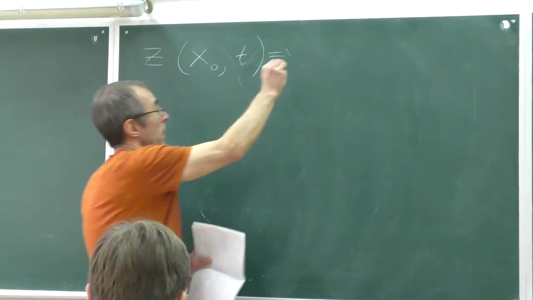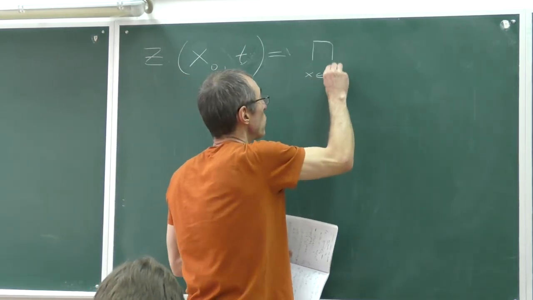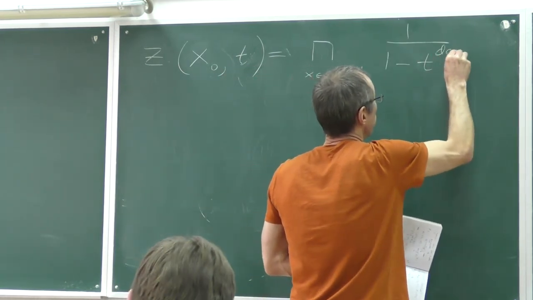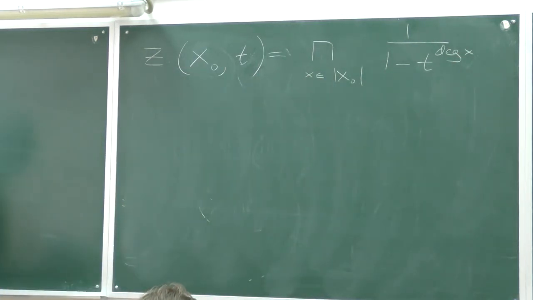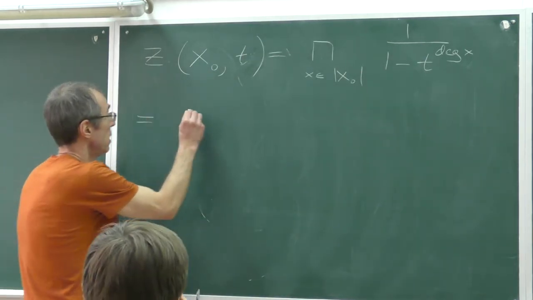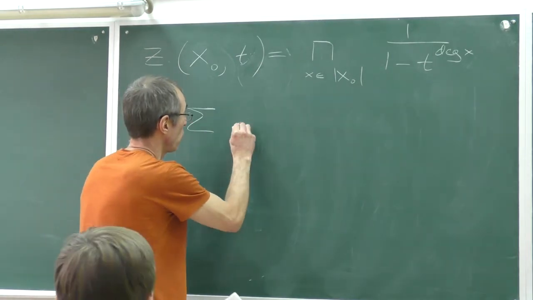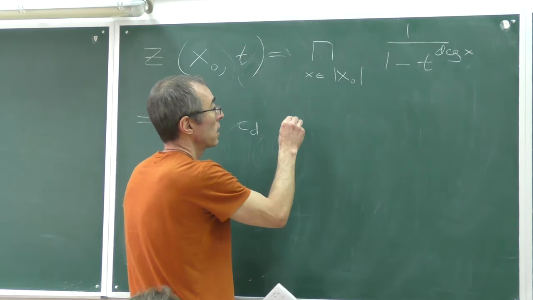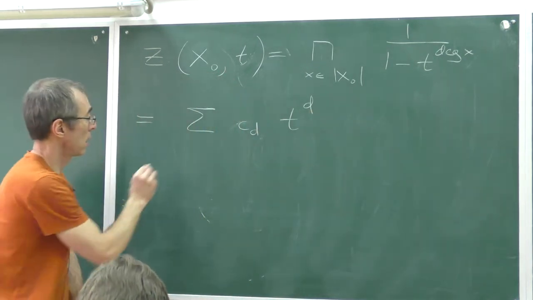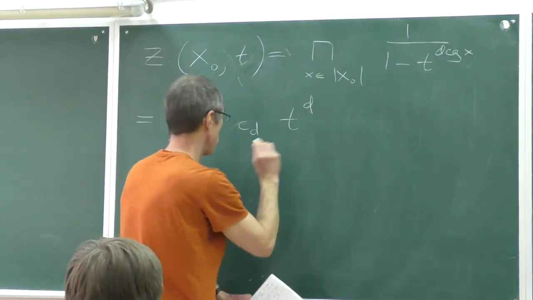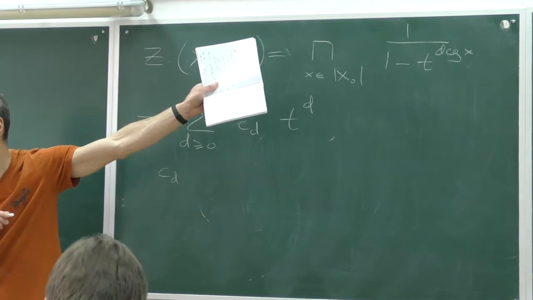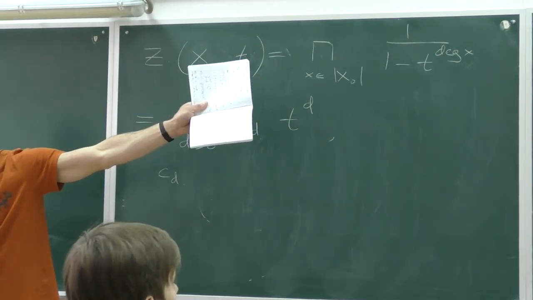And so what is it? By definition, it's a product over all closed points of 1 minus t to the degree. And if you use the geometric progression formula and expand it, you'll get again an expression, as in the case of curves, the sum over all d greater or equal than 0 of C_D times t to the dth power, where this C_D, in the case of curves, these were effective divisors, but now they will be zero cycles.